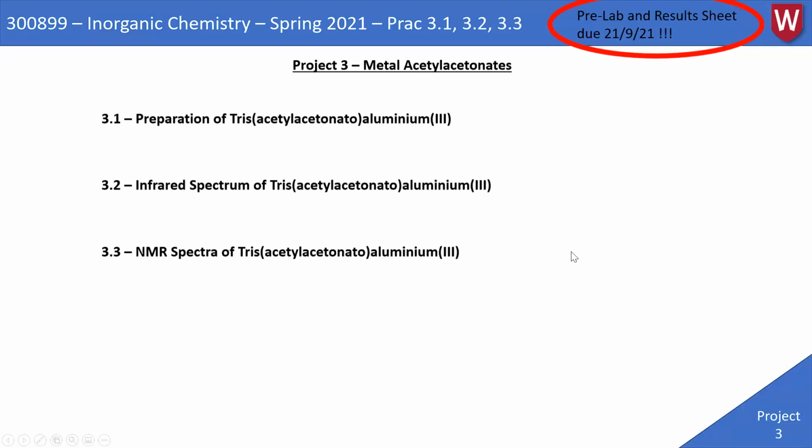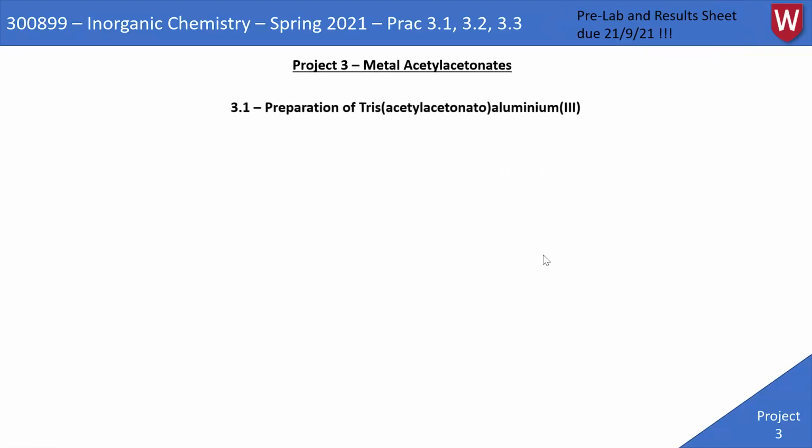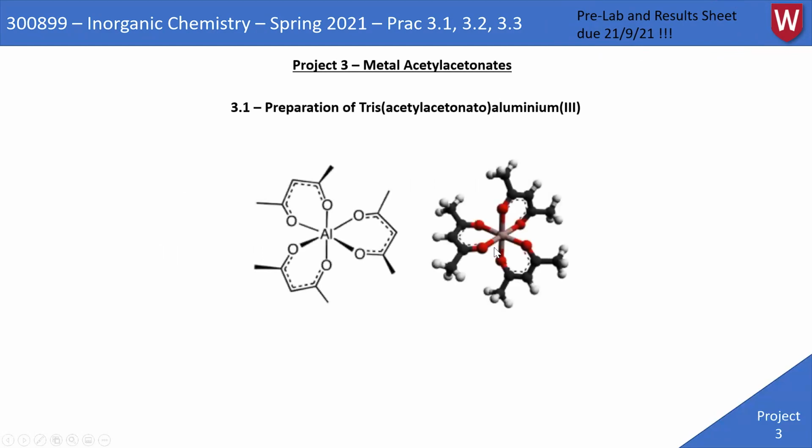Okay, so we'll start with preparation of the compound. So we've got here triacetylacetonato aluminium(III). Let me see if I can annotate. I'm not real good at Zoom, but let me do my best.